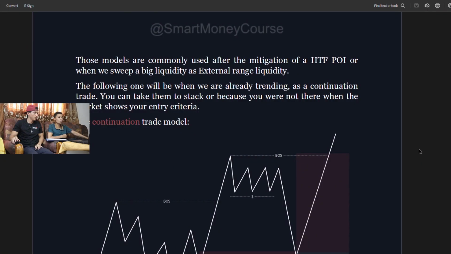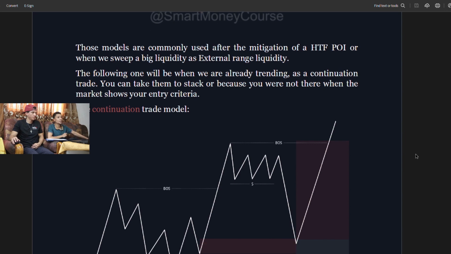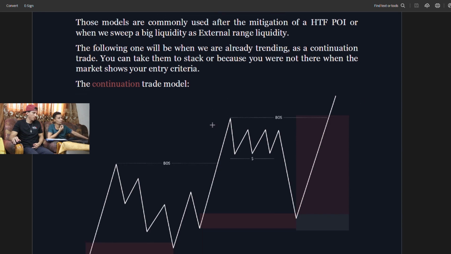Okay. Those models are commonly used after the mitigation of a higher time frame point of interest, or when we sweep a big liquidity as external range liquidity. The following one will be when we are already trending, as in continuation trade. As a continuation trade, you can take them to stack, or because you are not there when the market shows your entry criteria. Oh, the continuation trade model.